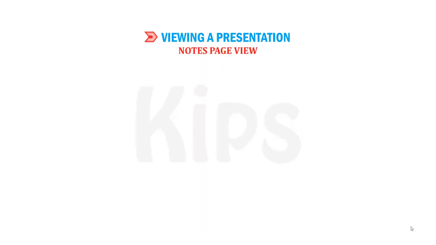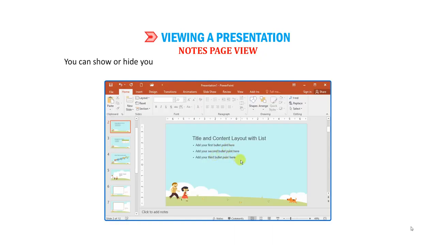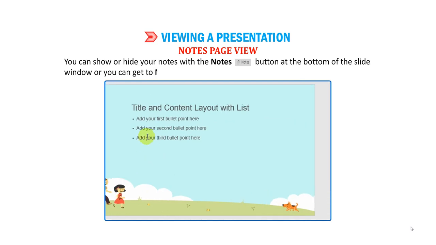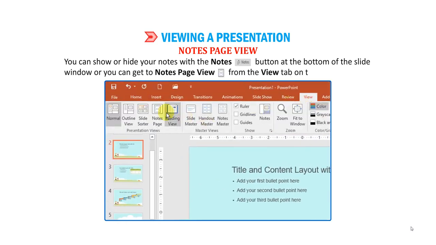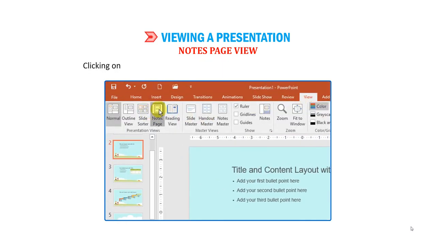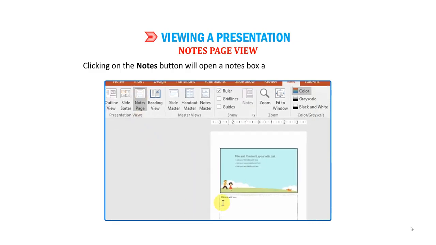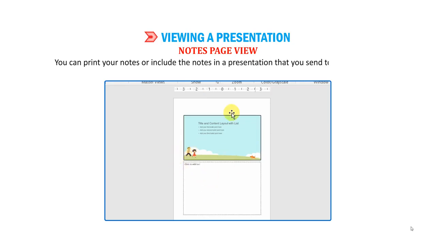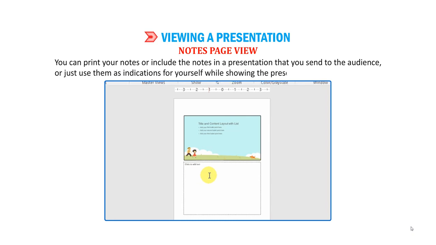Let's learn about Notes Page View. You can show or hide your notes with the Notes button at the bottom of the slide window, or you can get to Notes Page View from the View tab on the ribbon. Clicking on the Notes button will open a notes box at the bottom of the slide. You can print your notes or include the notes in a presentation that you send to the audience, or just use them as indications for yourself while showing the presentation.